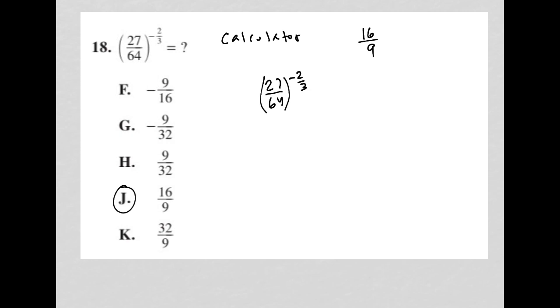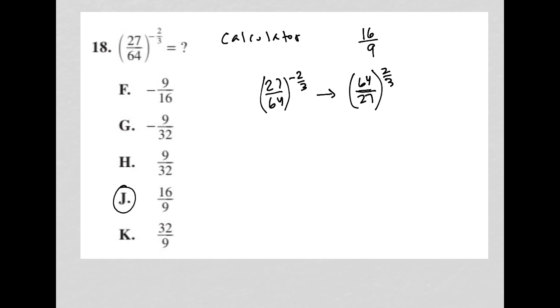Anytime you have a negative exponent, all you're going to do is write the reciprocal, so this becomes 64 over 27, of the fraction that you had, and then raise it to the positive power, right? That negative sign literally means that you should make the fraction the reciprocal of the original fraction.